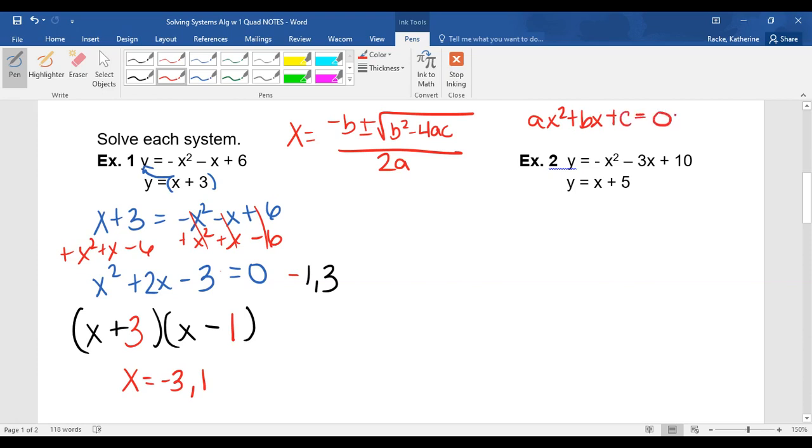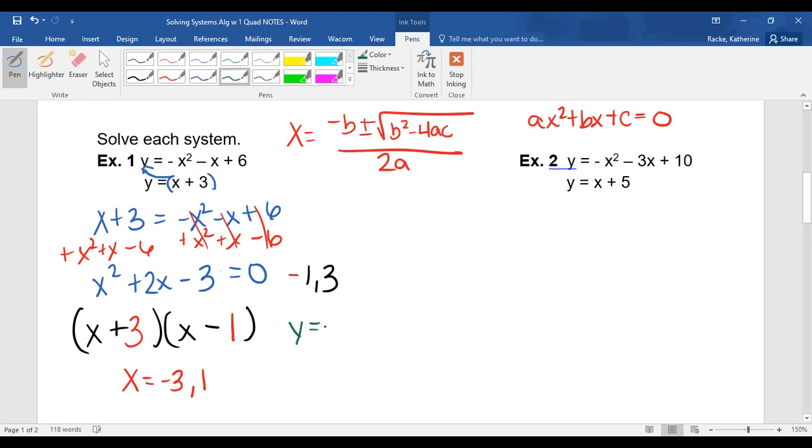Okay. So that is how you get your answers. Once you do this, you will take your answers. So I have x equals negative 3 and x equals 1. I'm going to take these and plug them back into one of these equations. It doesn't matter which equation I plug them into. I'm just going to pick one. So I'm just going to pick the bottom one here, y equals x plus 3. And I am going to plug in negative 3.